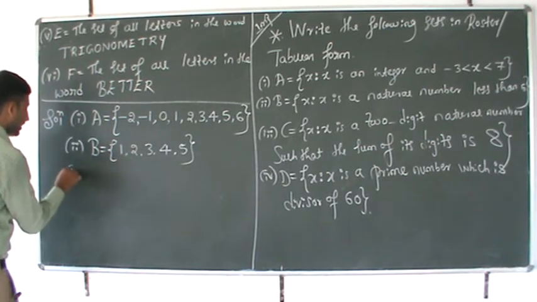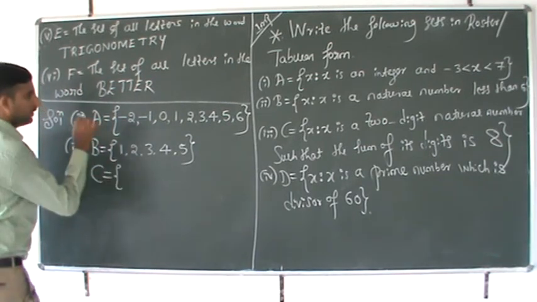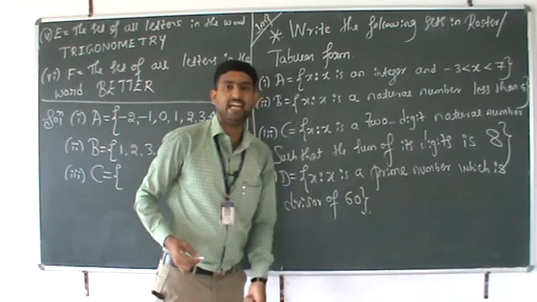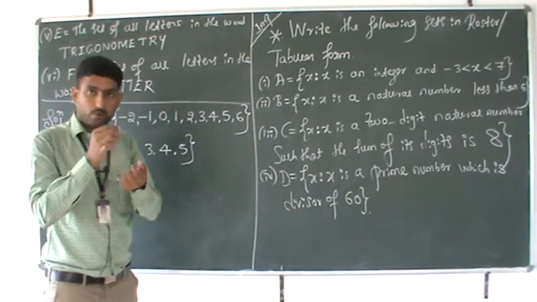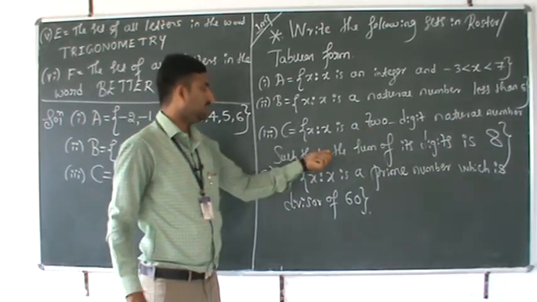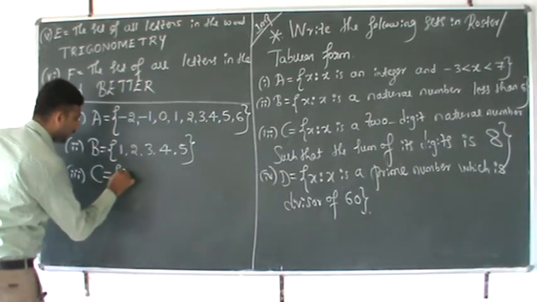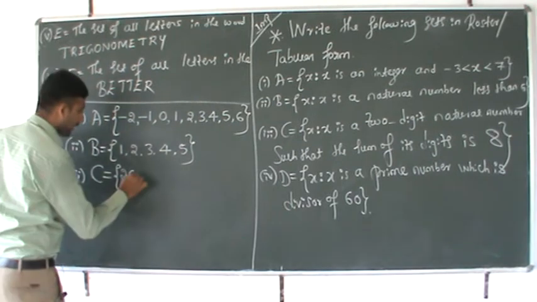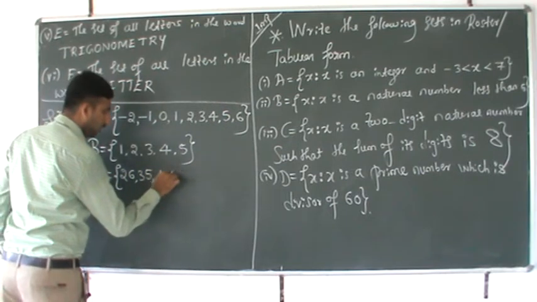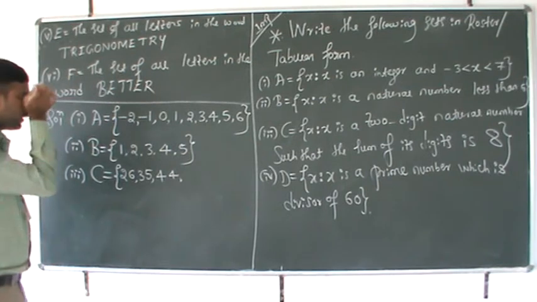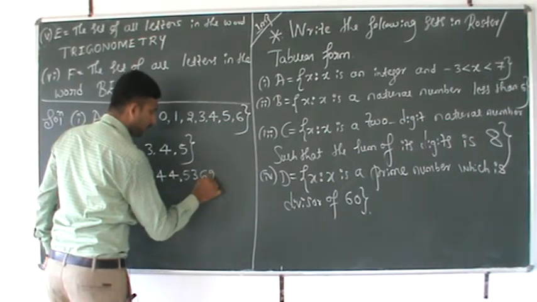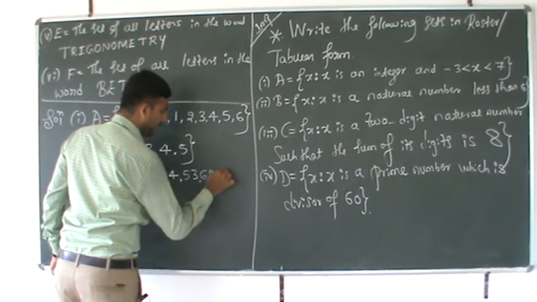After that, third one. X is a 2-digit natural number such that the sum of its digits is 8. This is very interesting. We must take a two-digit number, and when we add the digits, the result must be 8. I will take 26. After 26 comes 35, then 44, then 53, then 62, and then 80.